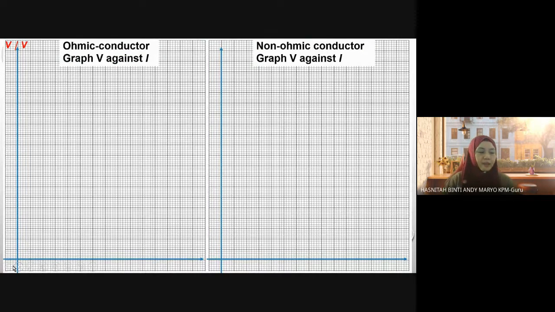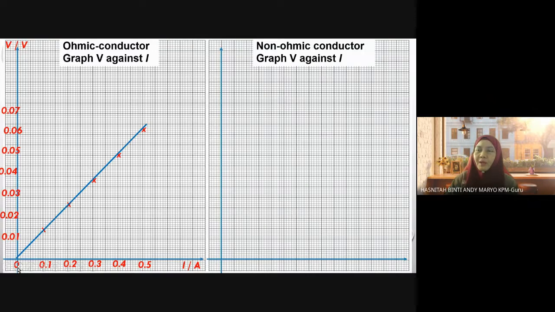Okay, so later you can plot the graph. It is ready on your module, page 3 and page 4 and page 5. So you can do this later because it takes quite a lot of time to complete this graph. Okay, I show you the pattern first. So you just keep your focus. So this is how we plot our graph for ohmic conductor and for non-ohmic conductor based on the table of result we recorded earlier.